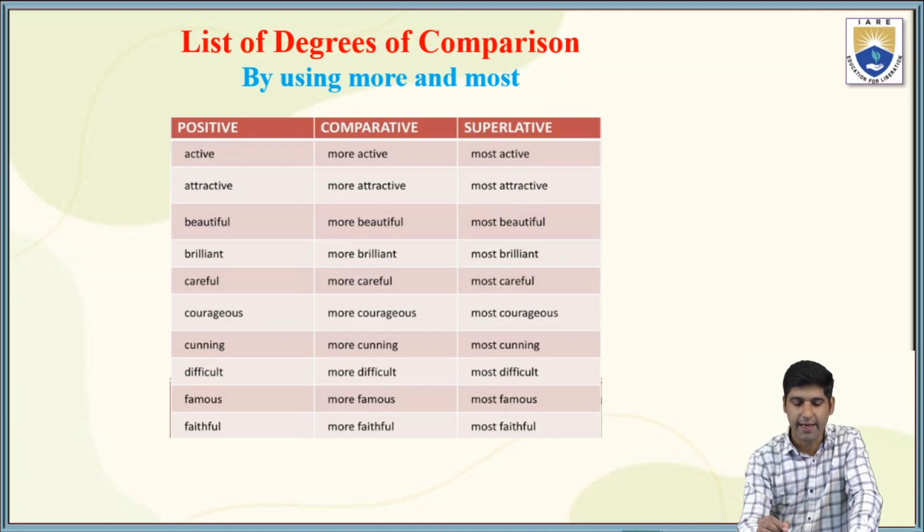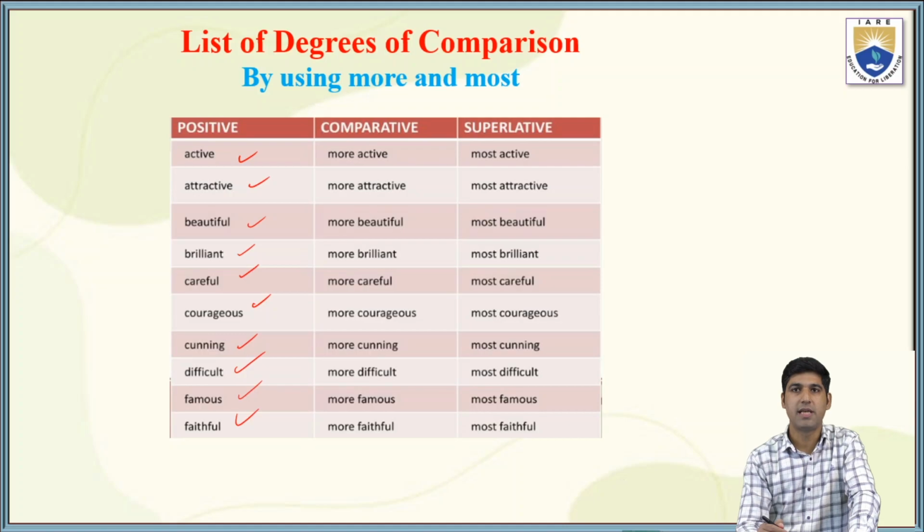Like we have the words active, attractive, beautiful, brilliant, careful, courageous, cunning, difficult, famous, faithful. We are not saying activer and activest. We are not saying attractiver, beautifuler. Then what do we say? More active, more attractive, more beautiful, more brilliant, more careful, more courageous, more cunning, more difficult, more famous, more faithful.